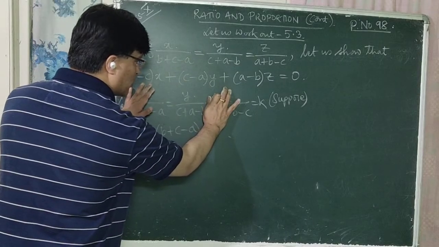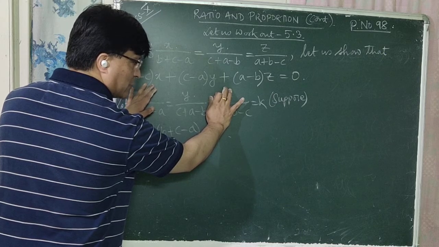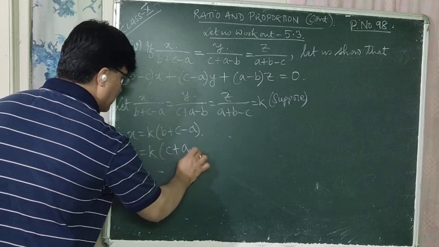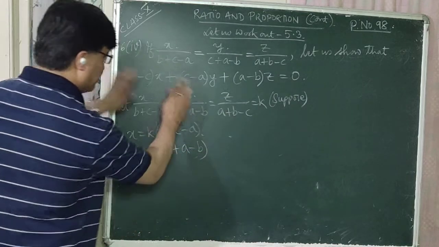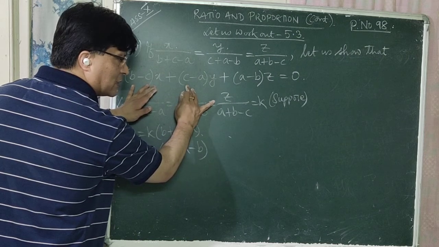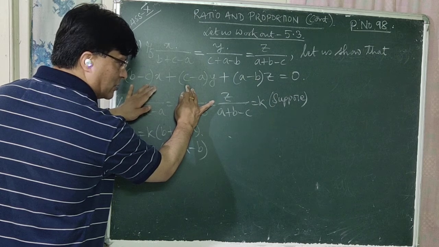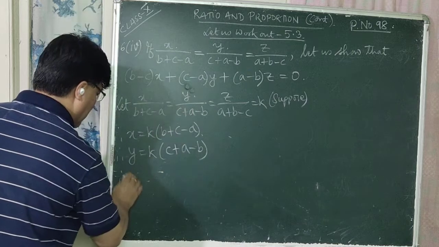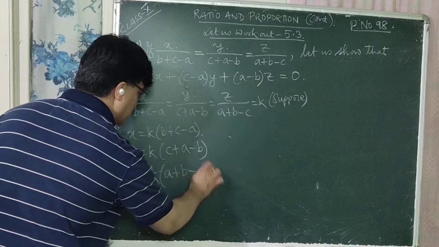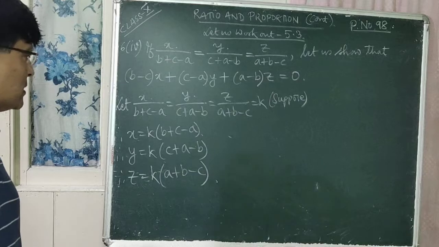Similarly, if you hide the first or third, y is equal to what? You can cross multiply it. k into c plus a minus b, right? So therefore y is equal to k into c plus a minus b. Similarly, hide the first and second. So what is the value for z? In this case, you can cross multiply and you can get the value for z. That is z is equal to k into a plus b minus c. That is, we have got the values of x, y as well as z.